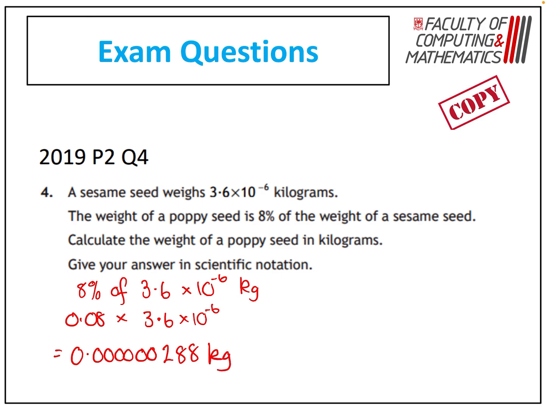kilograms. And just remember that we're asked to put this in scientific notation. So this is going to be 2.88 times 10 to the power of negative 7.